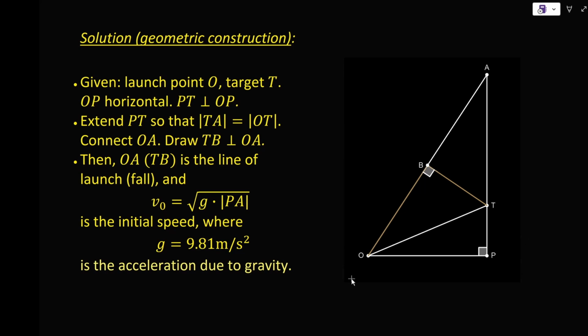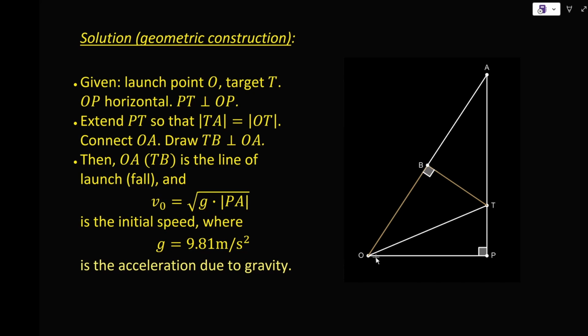We're given the launch point O as well as the target T. The horizontal direction is given by the line OP, and the vertical direction is given by the line TP. And of course, we have PT perpendicular to OP. So the right triangle OTP is given by the geometry of the problem. And here's our solution. We're going to extend the line PT to the point A, such that TA is equal to OT, which is the hypotenuse of the right triangle OTP.